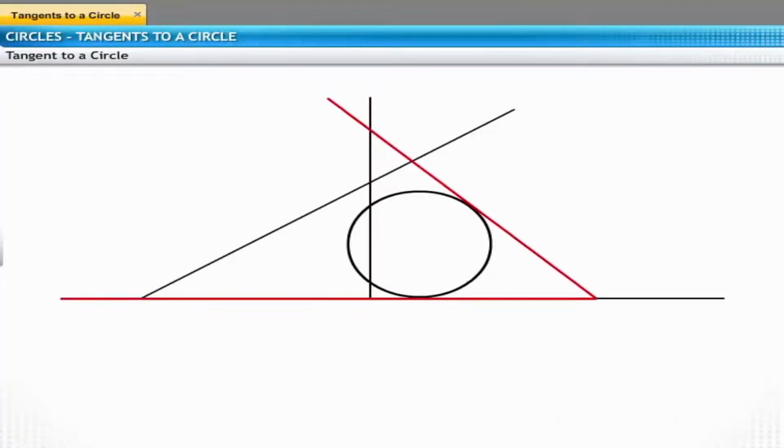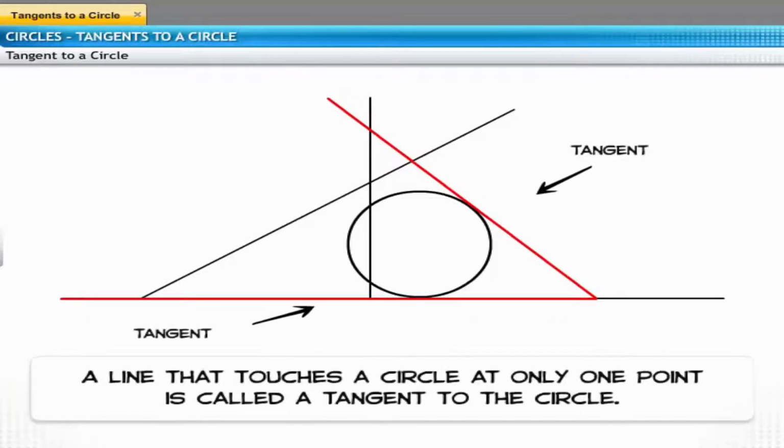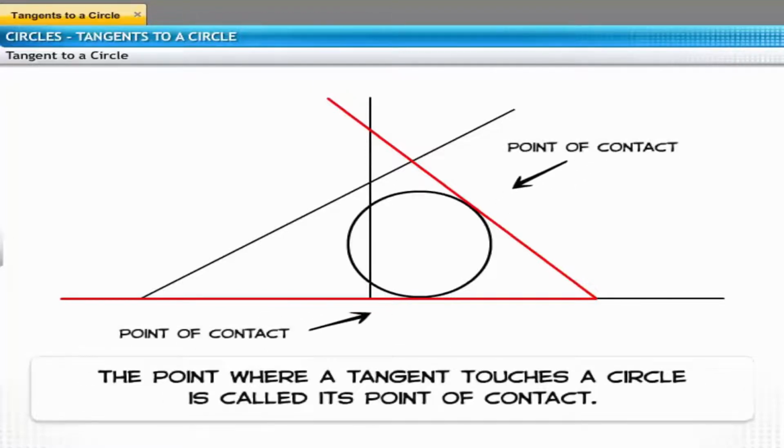Observe these lines. Each of these lines touches the circle at only 1 point. A line that touches a circle at only 1 point is called a tangent to the circle. The point where a tangent touches a circle is called its point of contact. Here P is the point of contact of tangent AB with the circle, and Q is the point of contact of the tangent AC with the circle.